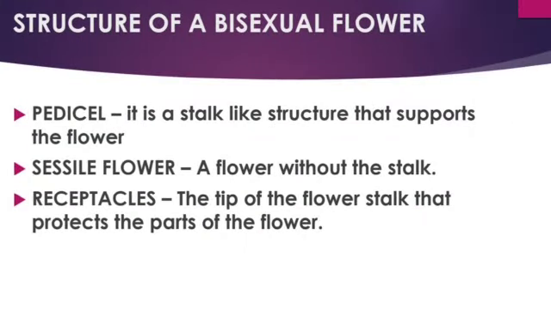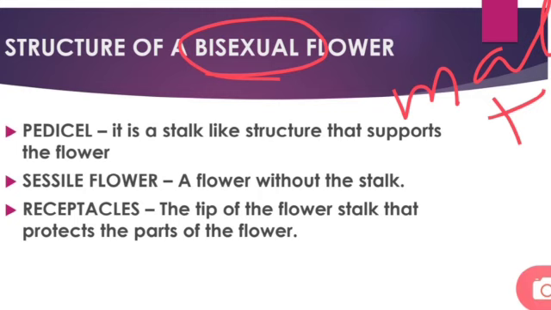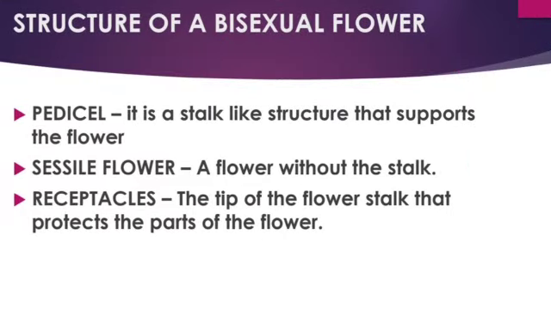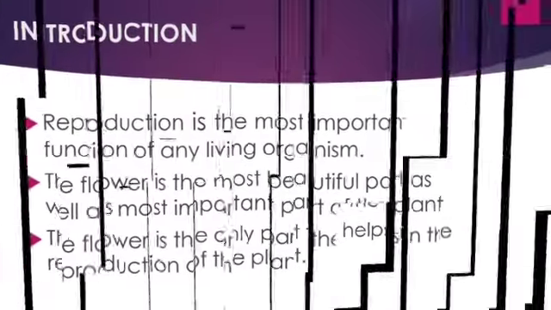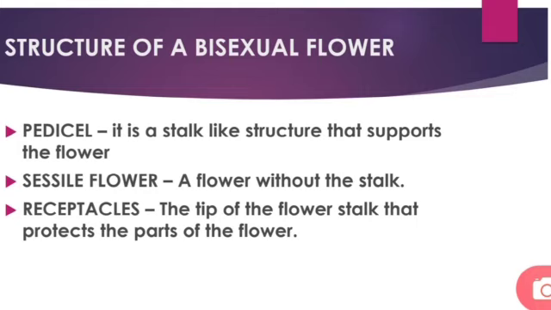Now we'll study the structure of a bisexual flower. First of all, what does bisexual mean? Bisexual means the flower in which both male and female parts are present. So that type of flower is known as a bisexual flower. Then we'll study some terms related to this bisexual flower.